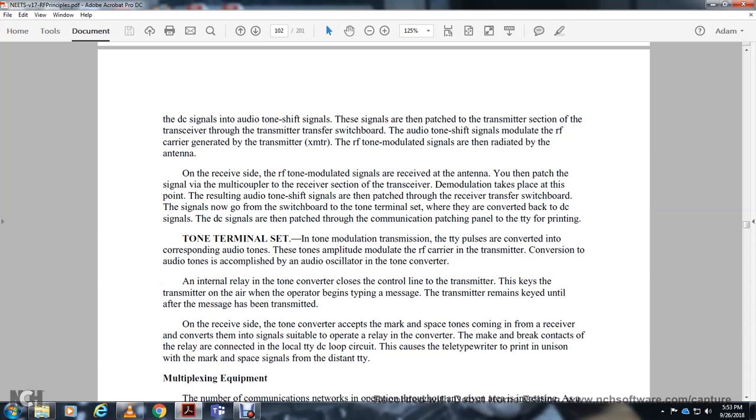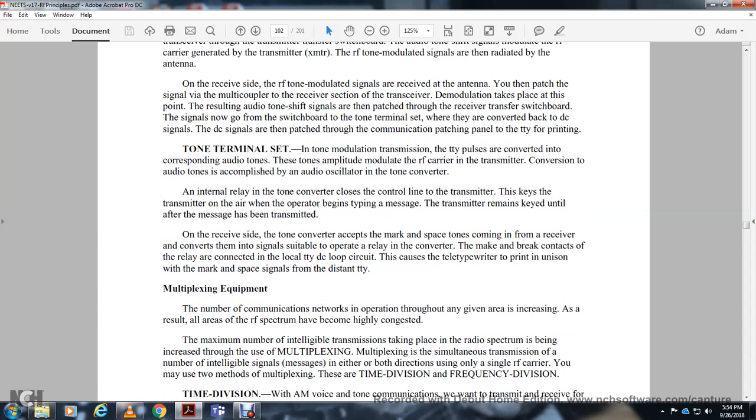Now the tone terminal system. The tone modulating transmission for the teletypewriter is converted into the corresponding audio tones, which modulate the radio frequency carrier of the transmitter. The conversion of the audio tones is done by the audio oscillator in the tone converter. The internal relay in the tone converter operates with the control line to the transmitter, keying the transmitter on the air while the operator types the message. The transmitter remains keyed on the air until after the message has been transmitted.